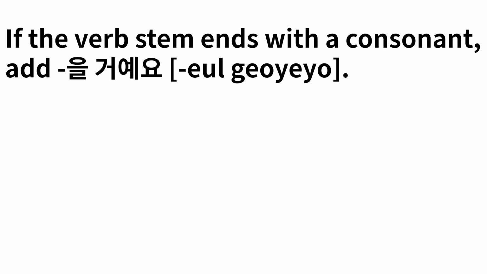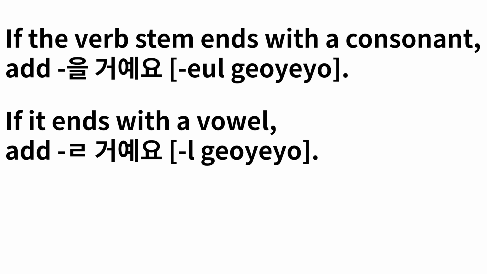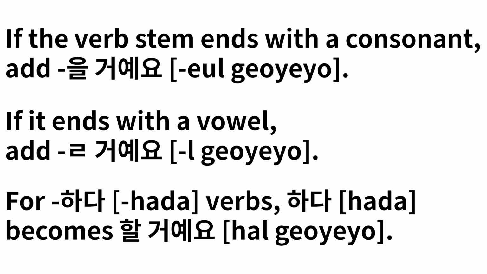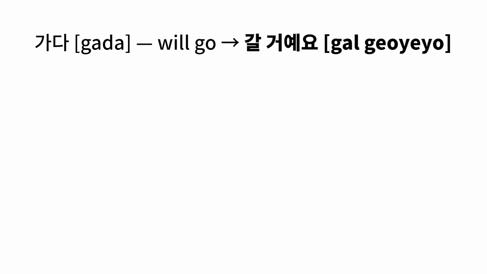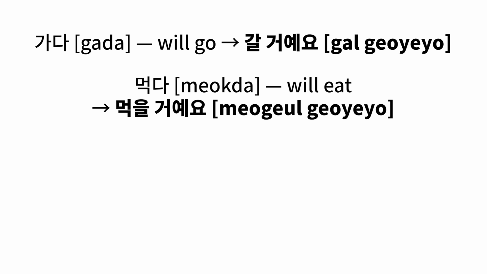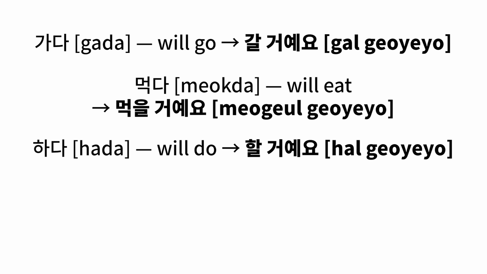The Korean future tense is also simple. If the verb stem ends with a consonant, add 을 거예요. If it ends with a vowel, add ㄹ 거예요. For 하다 verbs, 하다 becomes 할 거예요. Examples: 가다 becomes 갈 거예요. 먹다 becomes 먹을 거예요. 하다 becomes 할 거예요.